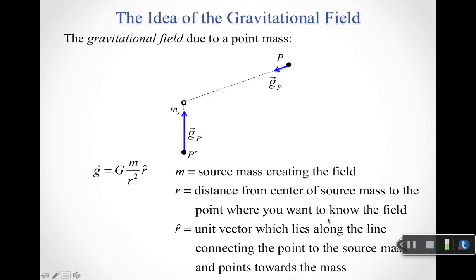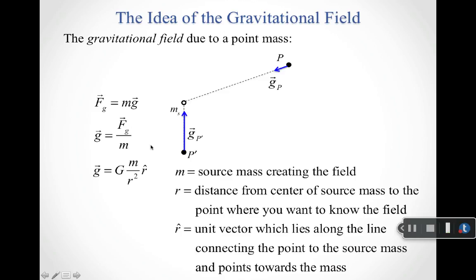R is the distance from the center of the source mass to the point where you want to know the field. And then r hat is the unit vector that again lies along the line connecting the source mass, and it points towards the source mass. So it always points back towards the source mass here, r hat does.